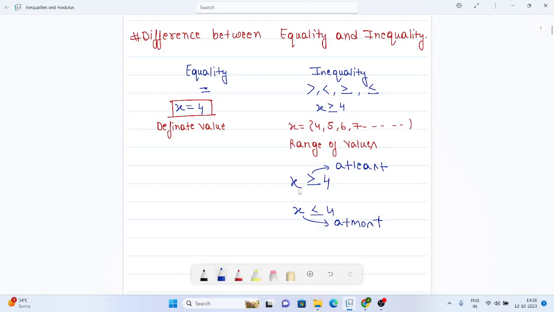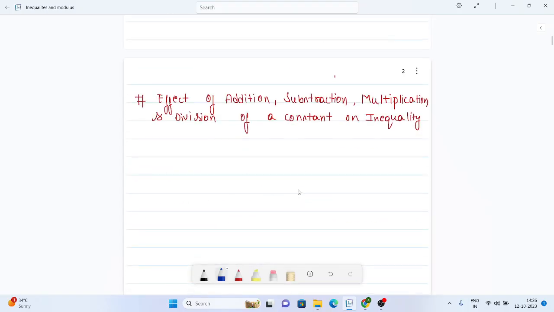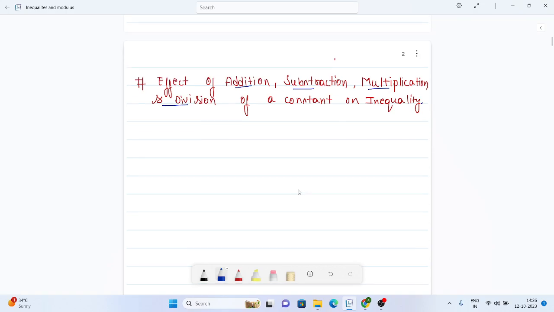Okay, then we move on to the next concept. Next concept is the effect of addition, subtraction, multiplication and division of a constant on inequality. So here we are going to see what happens when we add something to the inequality, subtract something from the inequality, and multiply and divide. So we see one by one.